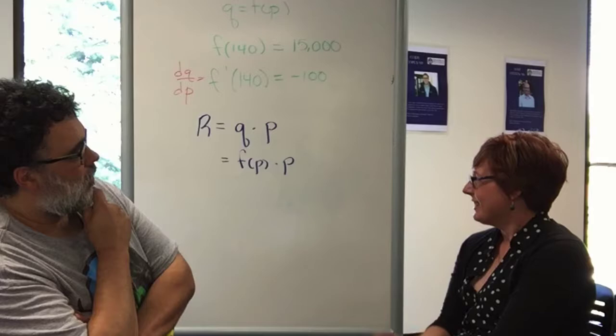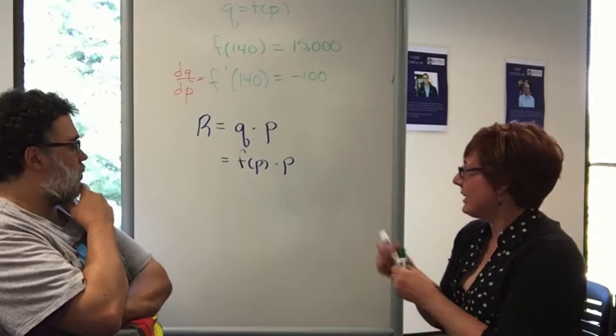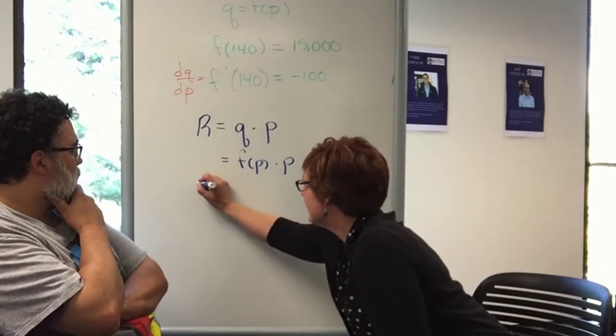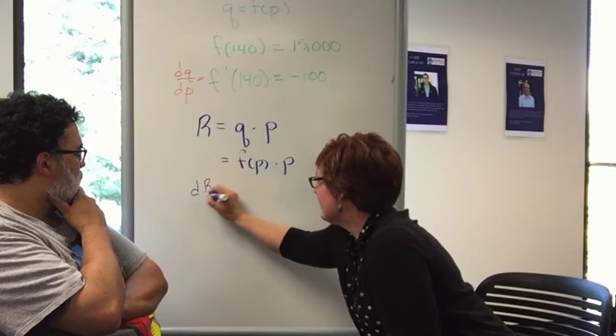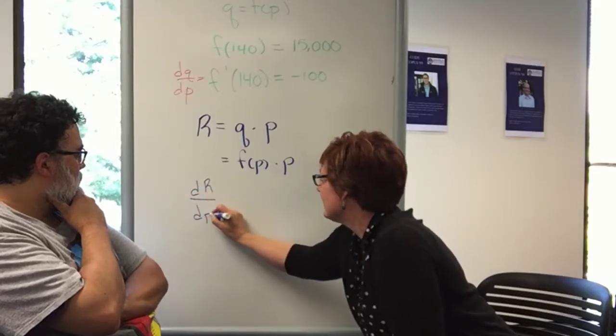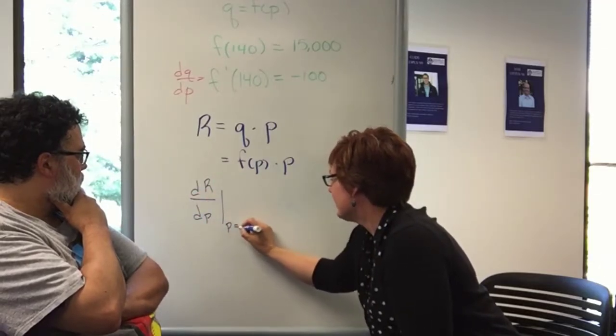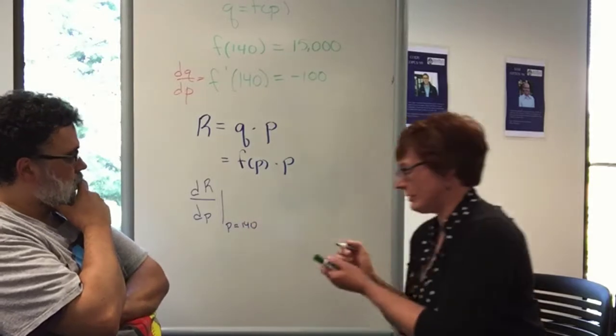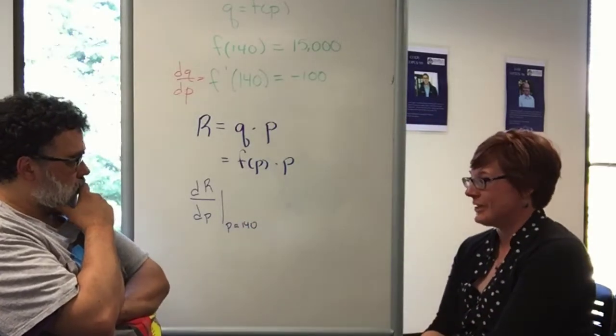Good. Okay. So I guess what we really want to find is the derivative of R with respect to P when P is 140, right? Because that's really the only place we can do it, given the information we have.